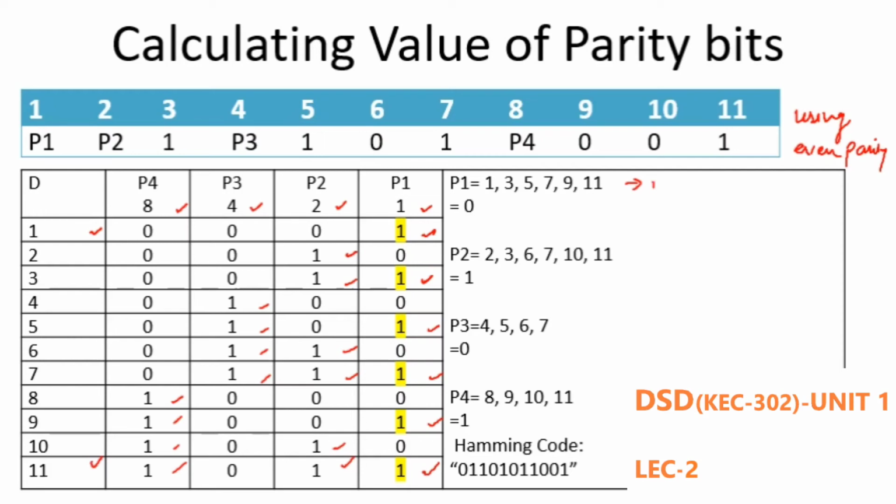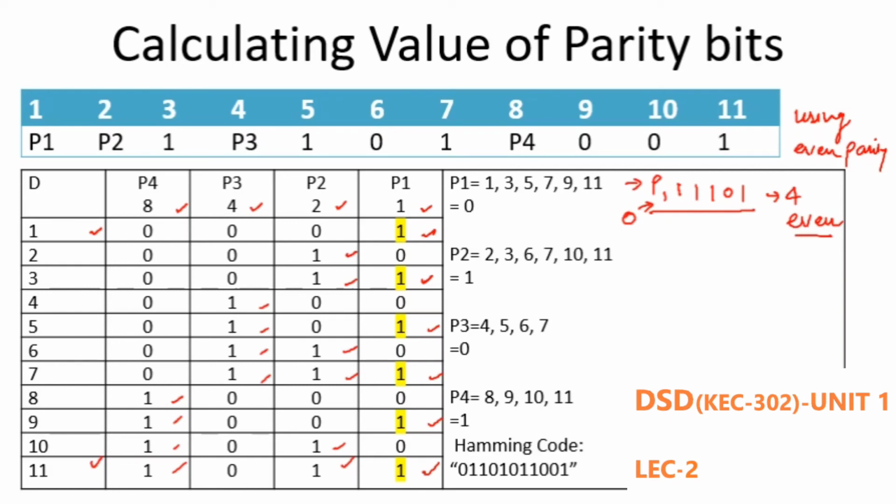So at first position there is P1, and third position there is a 1, and fifth position there is a 1, seventh position there is a 1, ninth position there is a 0, 11th position there is a 1. So if I calculate the number of ones, there are 4 ones there. 4 is already even. So if it is already even, then P1 should be 0, because if I put P1 equal to 1, then the number of ones will become 5 and it will become odd. But the examiner has mentioned that prepare Hamming code using even parity. So I am putting this P1 as 0.